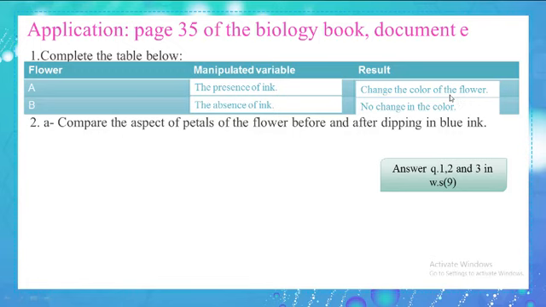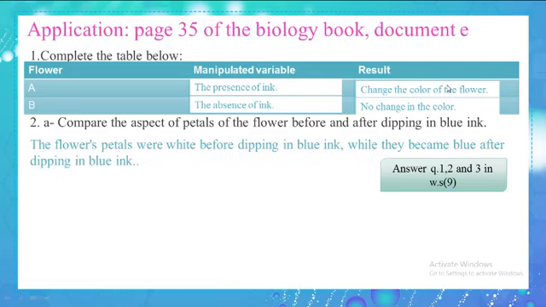So it was white. Then what is the new color? It is blue. So we will say the flower's petals were white before dipping in a blue ink. Why they became blue after dipping in a blue ink?